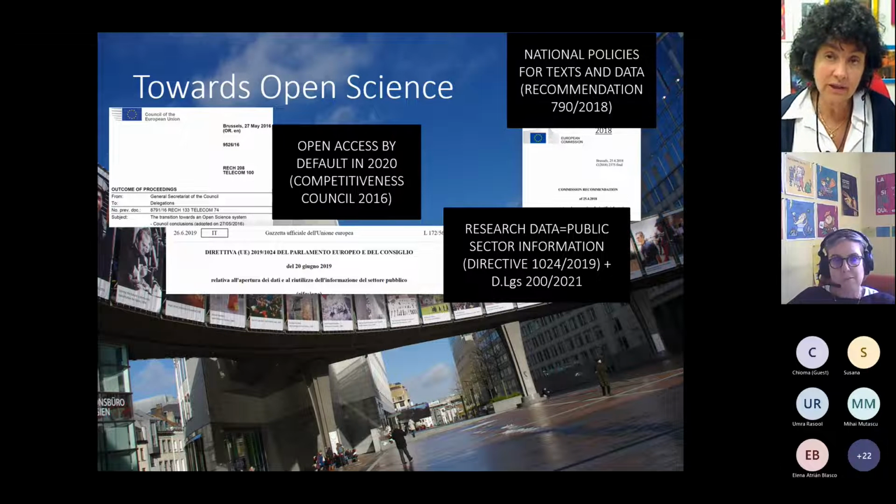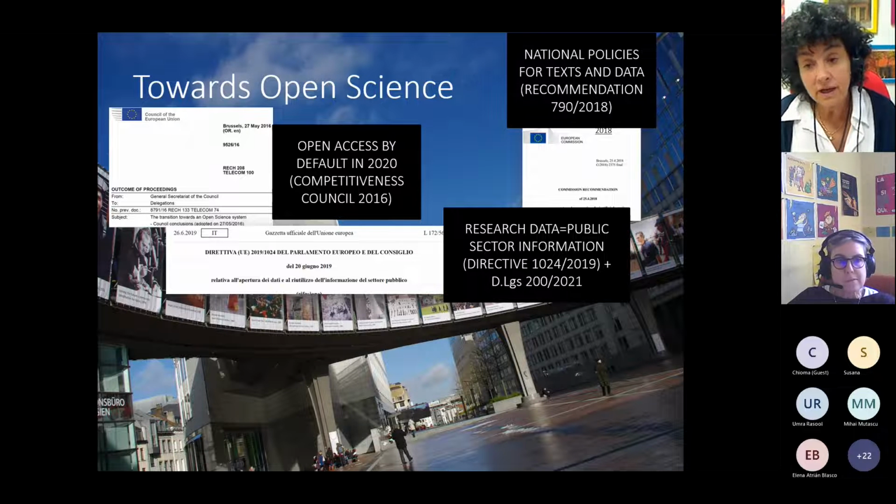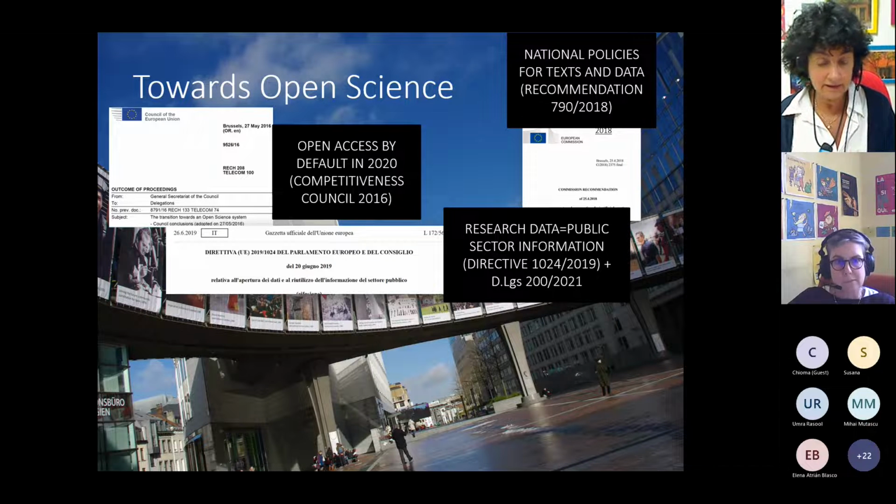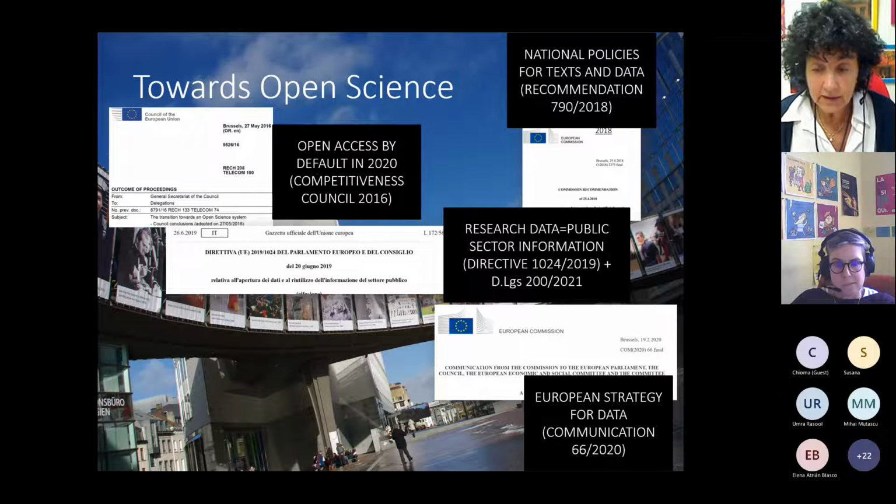And why is that? Because I forgot to tell you till now, all our research is produced by public money. So that's the basic principle. It's public money, it must be publicly available, and that's it. Then we have also the European Strategy for Data, the communication in 2020, dealing with FAIR data and the EOSC.